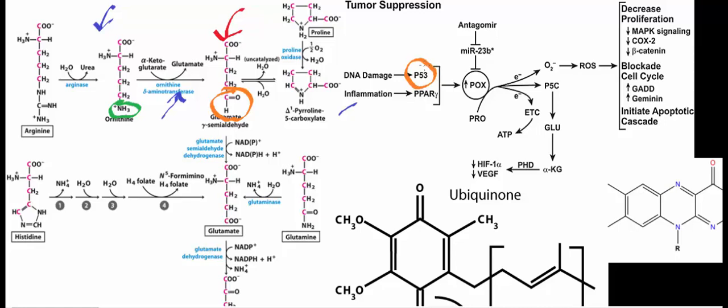And not only is P53 synthesized in high amounts when you're undergoing apoptosis, but you also get a lot of reactive oxidative species. And one of the enzymes that's able to synthesize reactive oxidative species is Prolene Oxidase. And the reaction that's shown here for Prolene Oxidase is not exactly correct, and we'll go into why that is in just a few minutes.